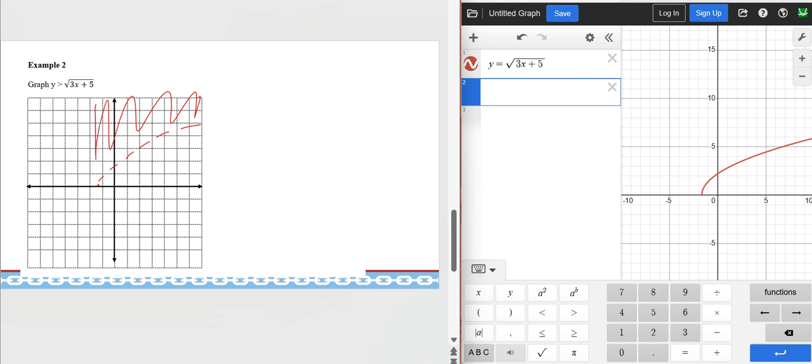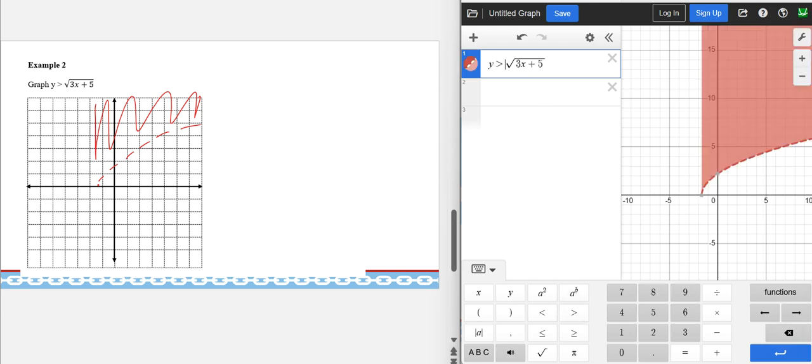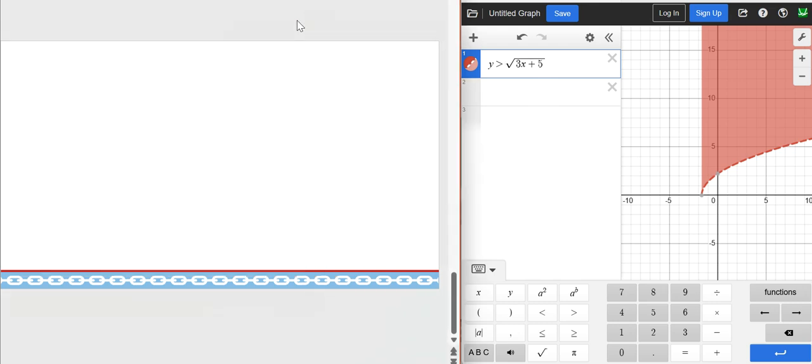Now, I'm going to let you in on a little trick that Desmos can do for us. If I delete out this equal sign and I replace it with the y is greater than sign, it goes ahead and it gives me the line style that I need and the location of the shading. So that should help you be ready for your assignment today on lesson 5.3.